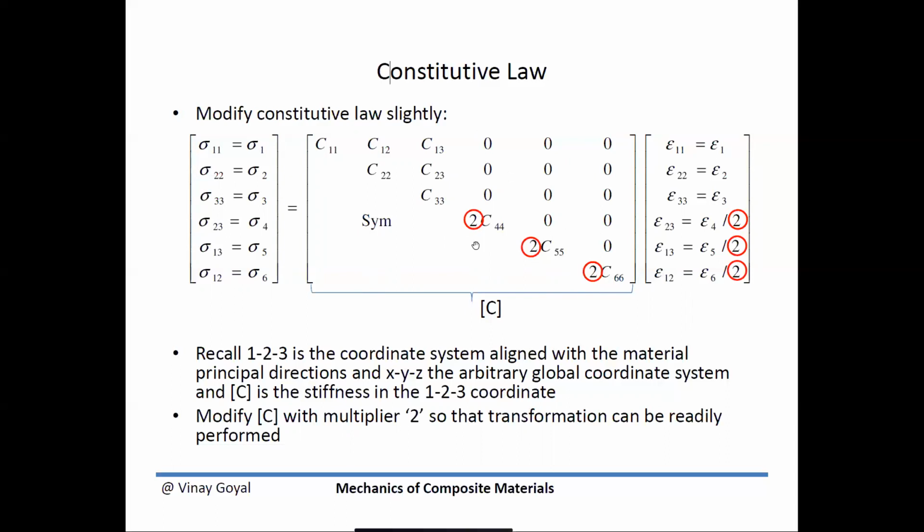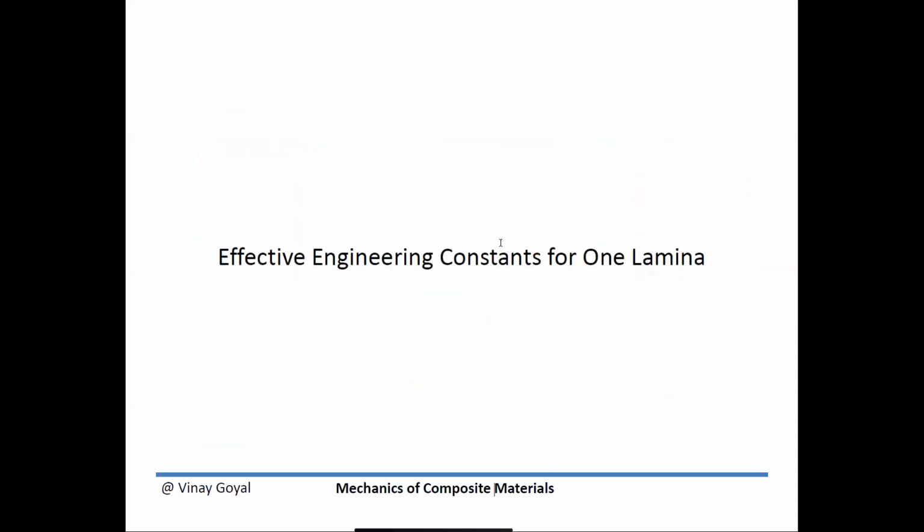And this will enable us to do some coordinate transformations that will allow us to convert this constitutive matrix from the 1, 2, 3 coordinate system, which is aligned with the material principal directions, to the XYZ arbitrary global coordinate system. That is the goal that we want to achieve. So let's discuss then how to come up with effective engineering constants for one lamina.